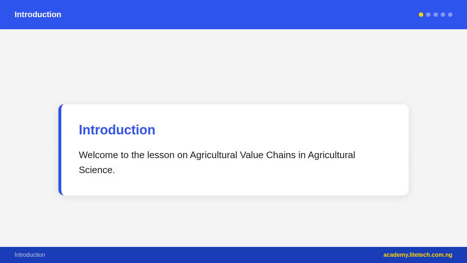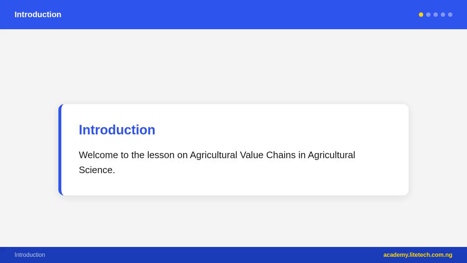A value chain describes all the activities and actors involved in bringing a product from its origin to its final consumer and adding value at each step. Understanding the agricultural value chain is essential for students who will either farm professionally or participate in agribusiness.